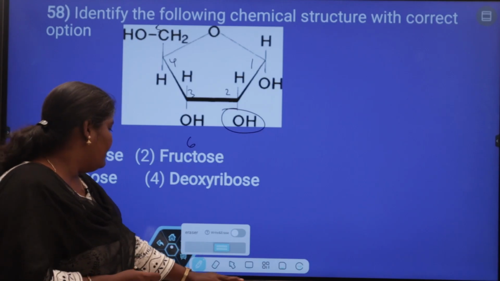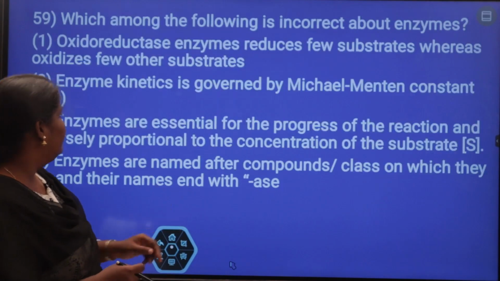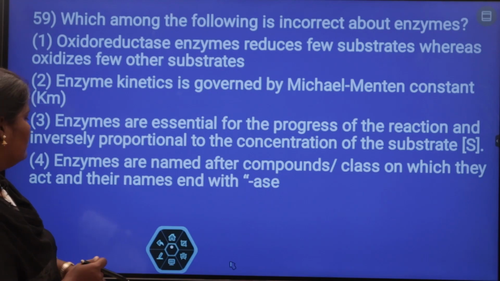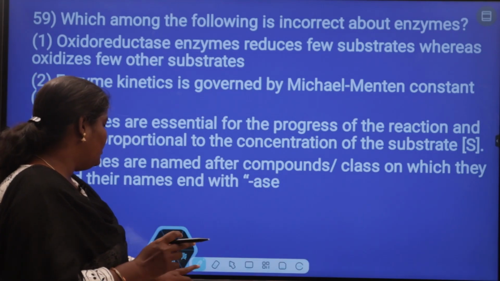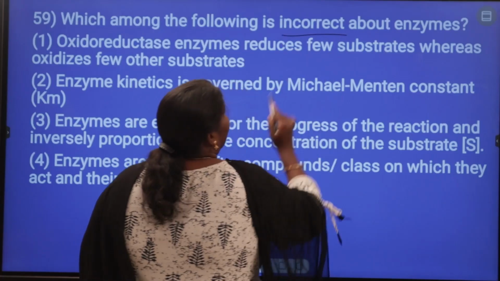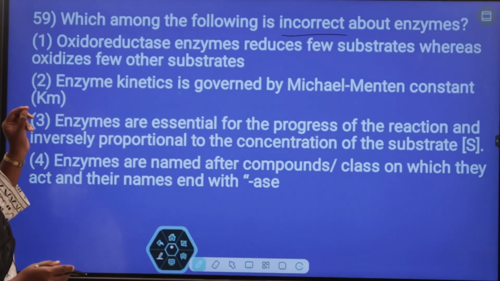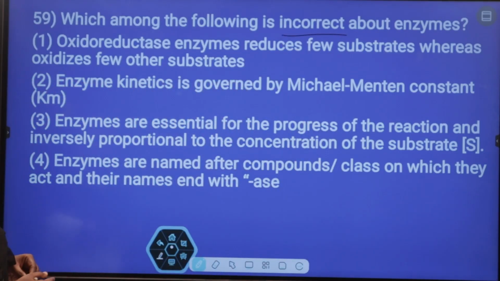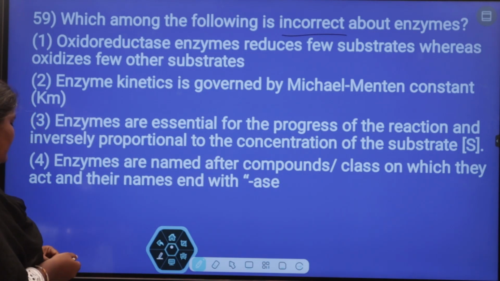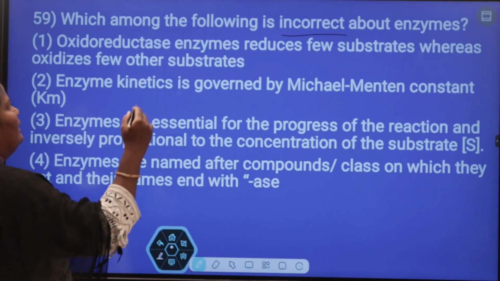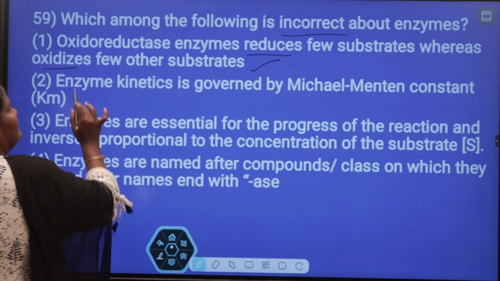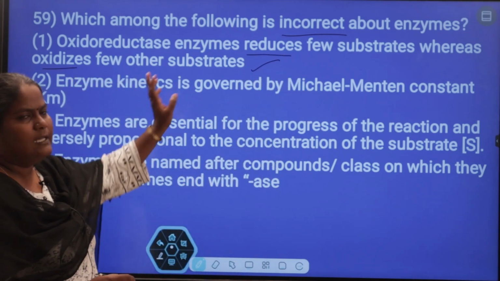Next 59. Which among the following is incorrect about the enzymes? They are asking you to identify the incorrect statement. Oxidoreductase enzyme reduces a few substrates whereas it oxidizes a few other substrates. Yes, the statement is right. Oxidoreductase enzymes are involved in reductions as well as oxidations. The statement is right on the substrates.